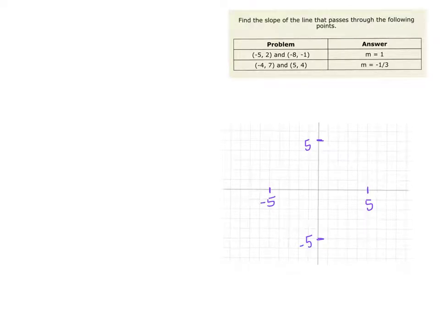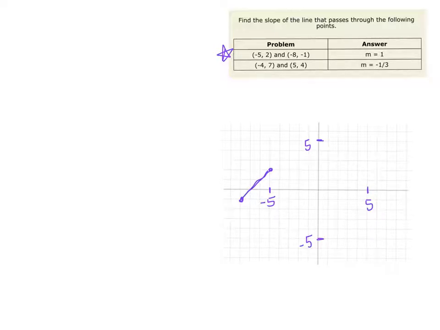So we're looking at the slope that passes through these points. A couple ways we can do this. First, we might want to look at graphing them. And so I'm looking at graphing (-5, 2) and then (-8, -1). And so I'm trying to figure out what is the slope of that line.